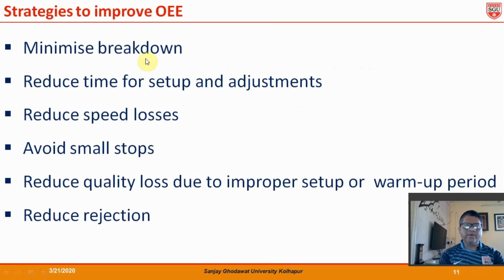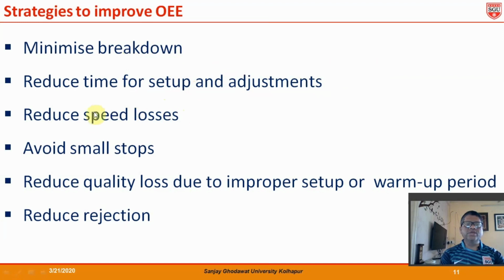One of the strategies is to minimize unplanned breakdown, because breakdown causes downtime loss, and downtime loss causes a reduction in availability. Similarly, the reduction in setup time as well as adjustment is required, because these two also cause downtime loss, and so if you control the first two, the availability will improve.